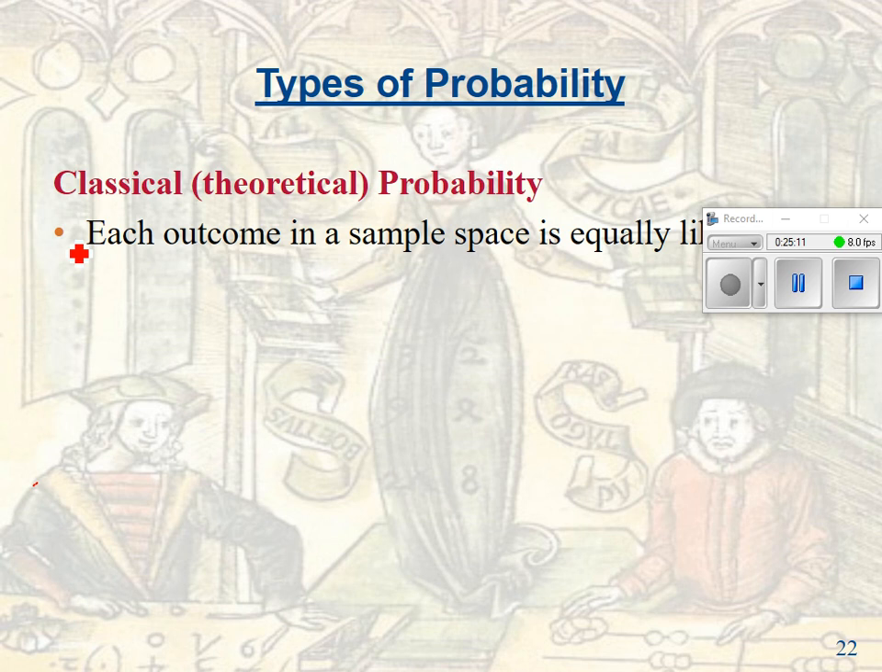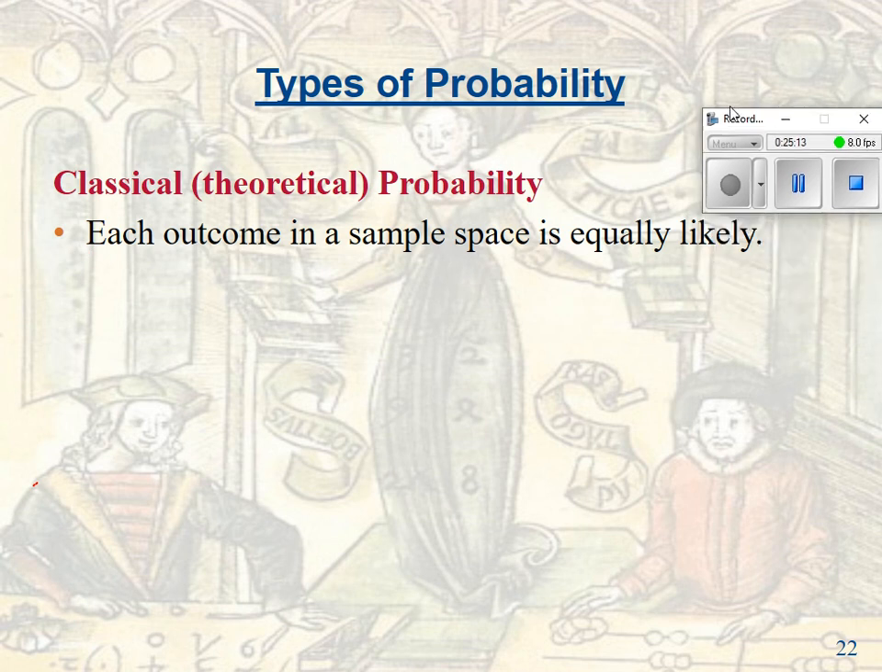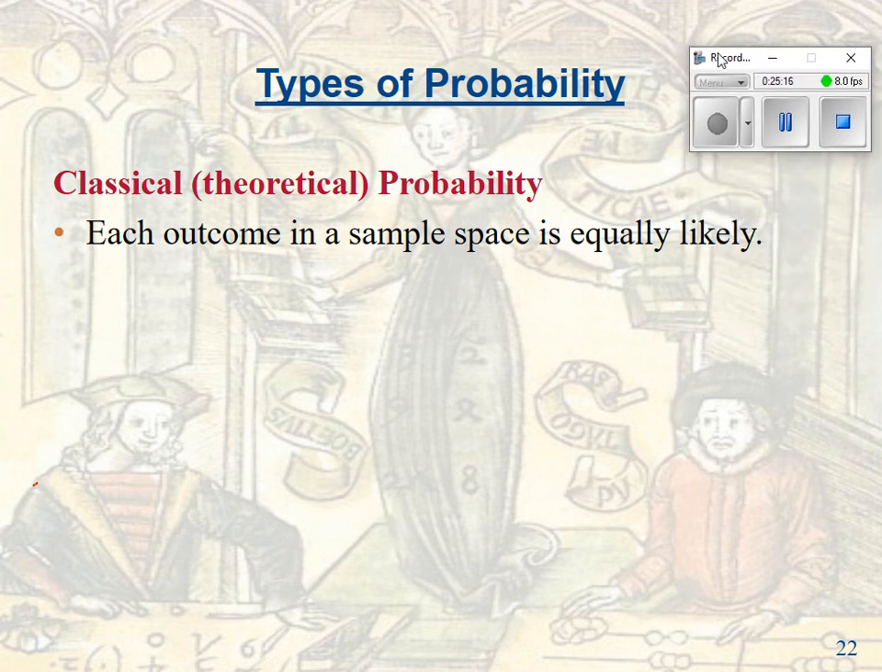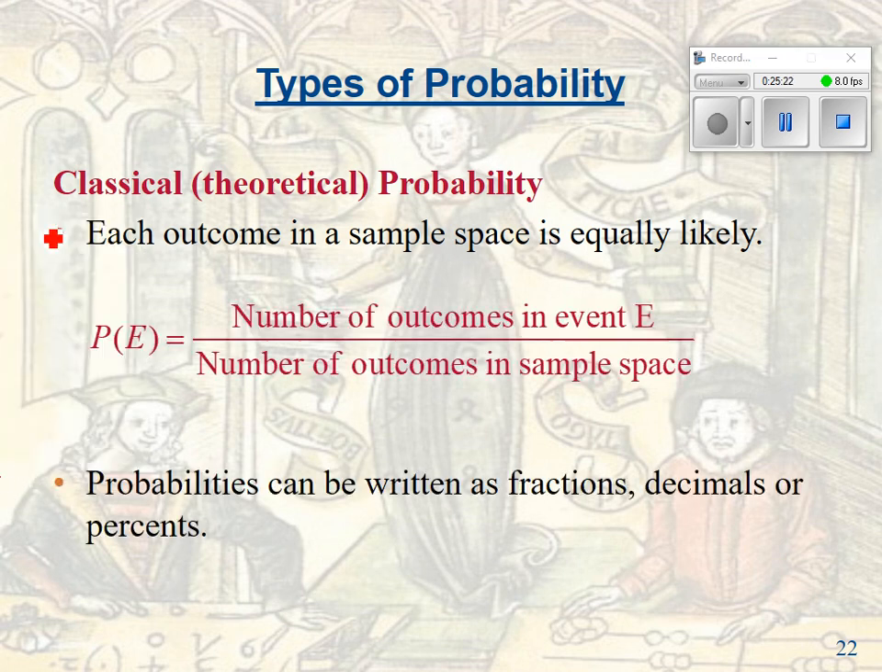All right, different kinds of probability. Theoretical or classical probability, this is how you find it. Probability, this is P, this is your event, whatever the event is that you're looking to have happen. Number of outcomes in the event over number of outcomes in the sample.